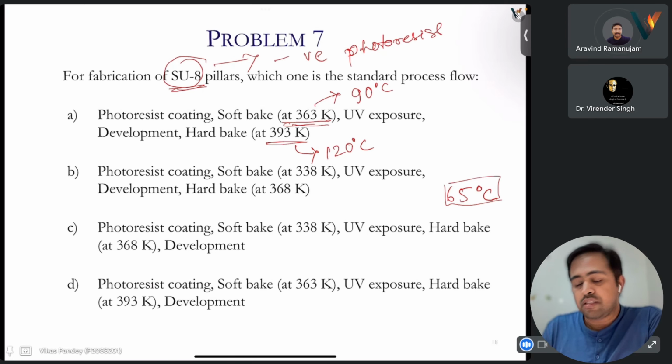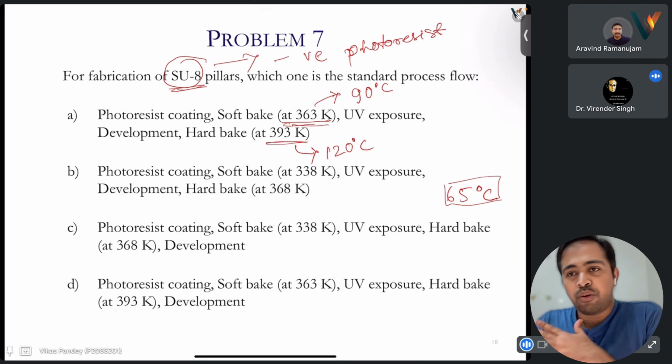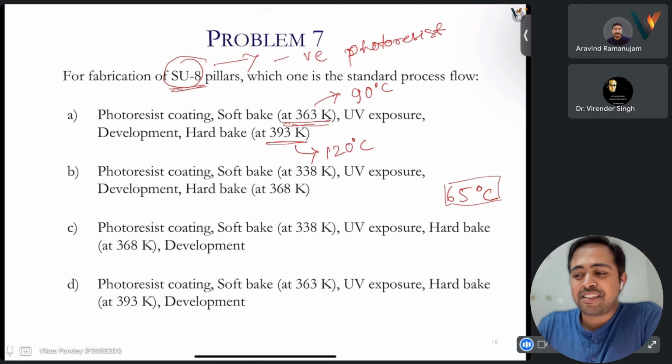Okay. And since it is a negative photoresist, the process will be a bit different than the normal photoresist. Yeah, one exception. So, Dr. Hardik Pandey discussed this. So, what is that exception that we have to find out in this?